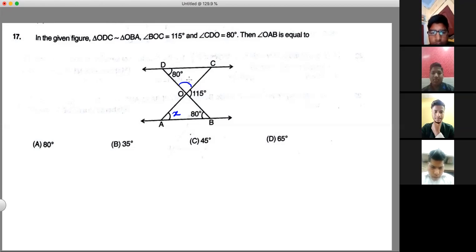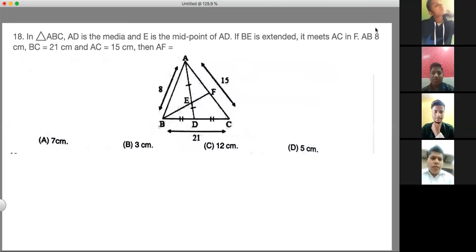How much will that be? So 65 degrees, right? Now, which is also this 65 degrees, angle AOB is also 65 degrees. So now, sir, angle OAB is 35 degrees, right? By angle sum property we get it equal to 35 degrees. So this was a straightforward question.